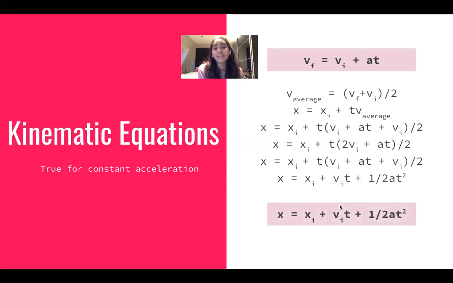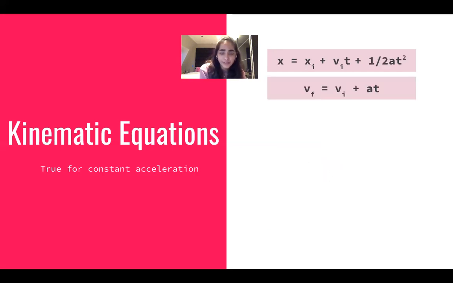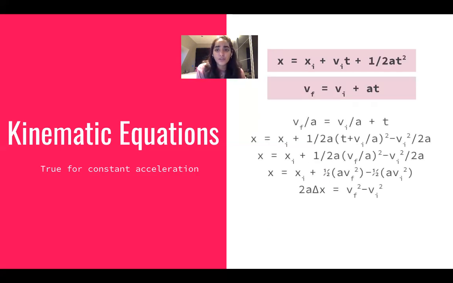The final position equals the initial position plus the initial velocity times time plus half of the acceleration times time squared. Now for our very third equation, we're going to have to keep both of the previous equations in mind while we solve.